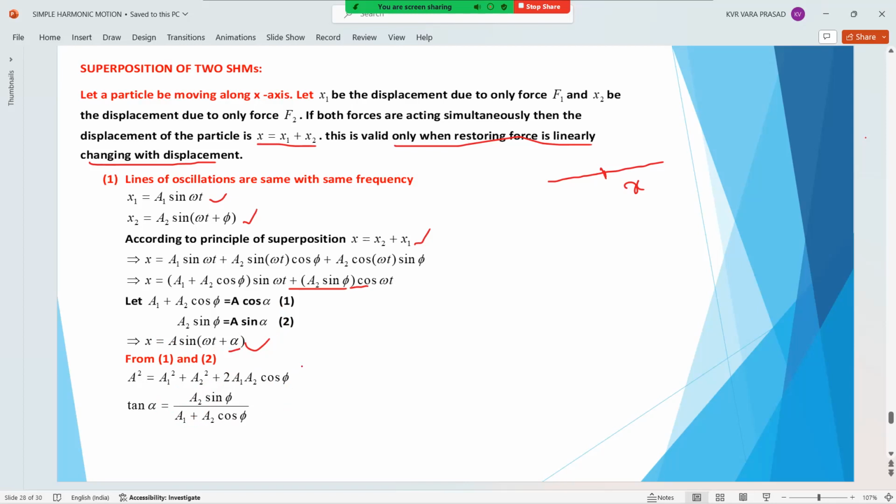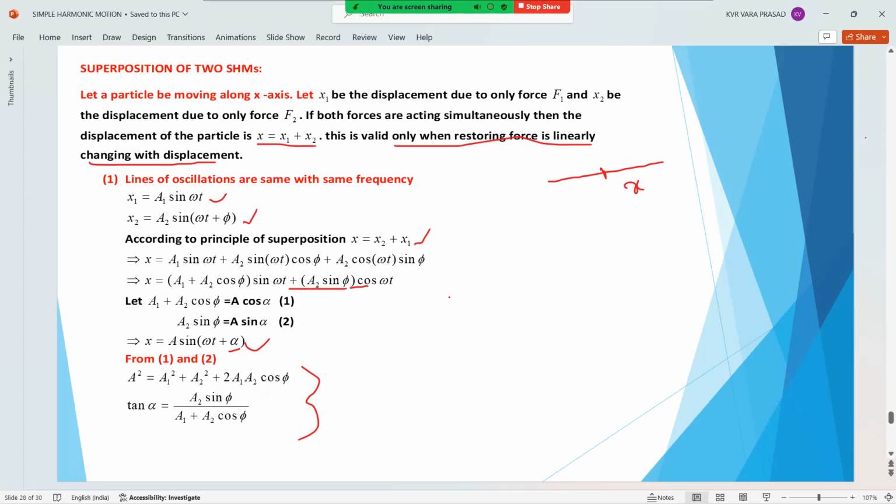If you observe these two equations, we have seen them earlier while learning vectors. So by seeing these two equations, we can say that we can take the amplitudes A1 and A2 as two vectors. The phase difference between them is taken as the angle between those two vectors. Then we can get the amplitude of the resulting simple harmonic motion.